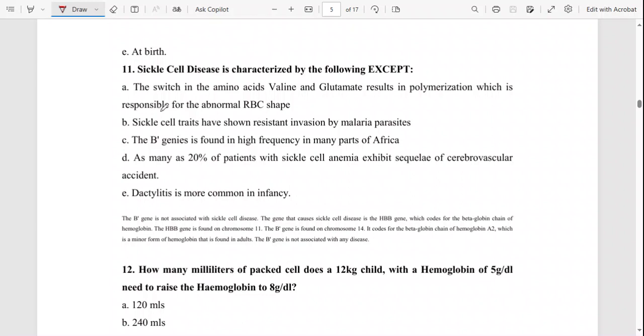and glutamate results in polymerization, which is responsible for the abnormal red blood cell shape. B, saying sickle cell trait have shown resistant invasion by malaria parasite. C, the B prime gene is found in high frequency in many parts of Africa. D, as many as 20% of patients with sickle cell anemia exhibit sequelae of cerebral vascular accident. E, dactylitis is more common in infancy.